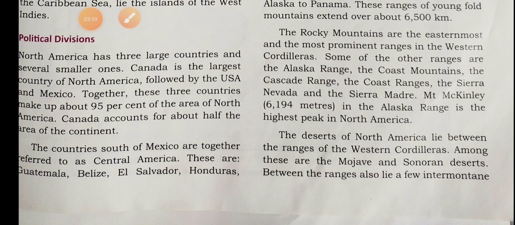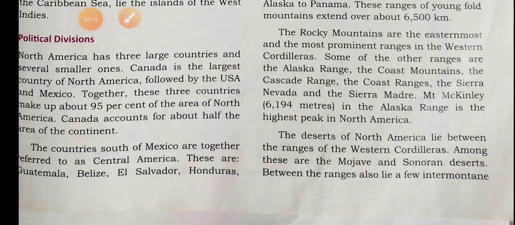And next we can see the Canadian Shield. Where is the position of the Canadian Shield? In the north part of the continent, around Hudson Bay, lies the Canadian Shield. We can see some of the oldest rocks, and this region is rich in metallic minerals. Already we discussed the meaning of metallic minerals. The entire Canadian Shield was covered by thick ice sheets during the last ice age.